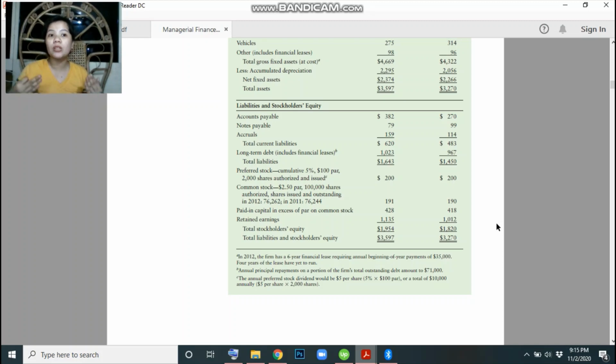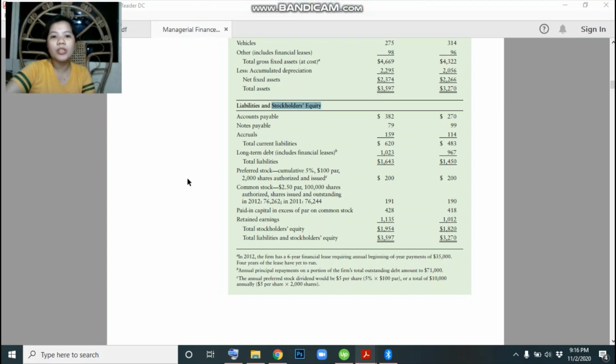So, those are total current liabilities. So, when you say long-term debt or non-current liabilities, these are the debts that are payable for more than 1 year. Okay? So, your total current liabilities plus your long-term debt, that will equal to your total liabilities. Okay, so that is the second part of the balance sheet. The third part of the balance sheet is the stockholders' equity.